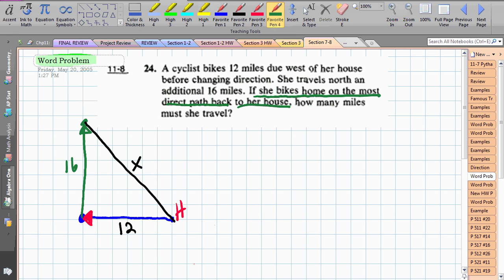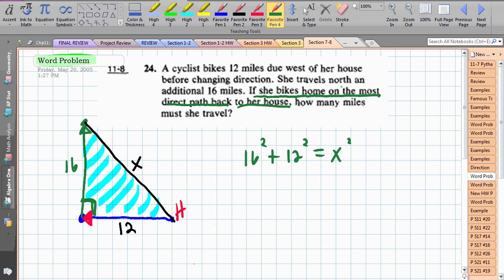And hopefully by going west 12 miles and going north 16 miles, you'll notice that this creates a 90-degree angle. Therefore, this is creating a right triangle. So we can use the relationship of Pythagoras in here to be able to solve for x. What do we have? We have 16 squared plus 12 squared equals x squared. Again, why did the x go by itself? Because that is the hypotenuse.